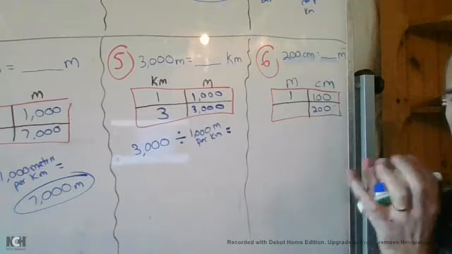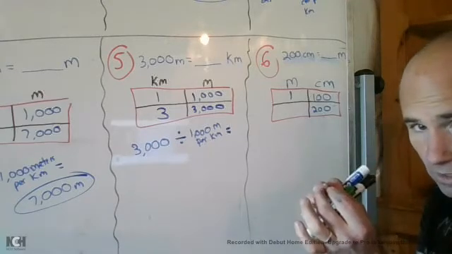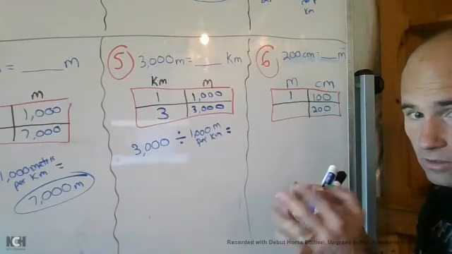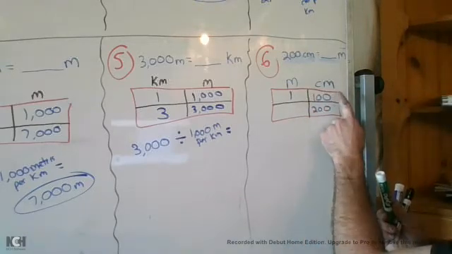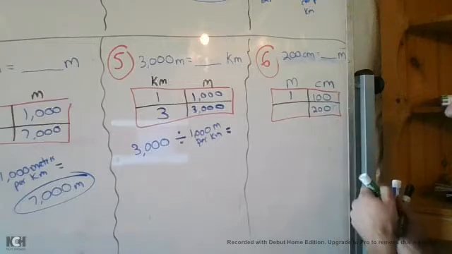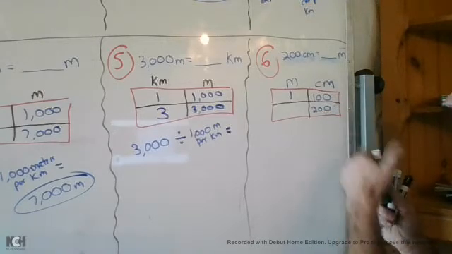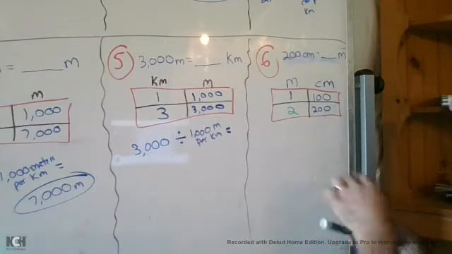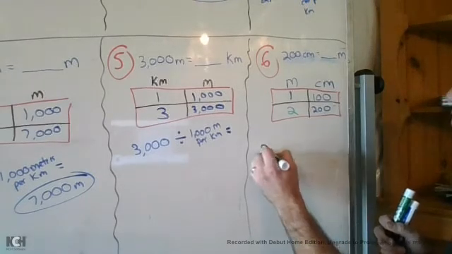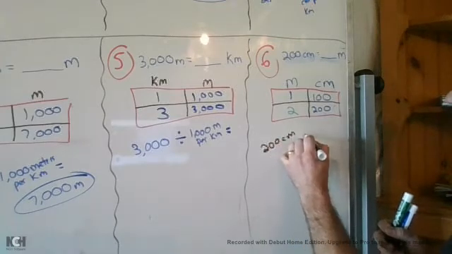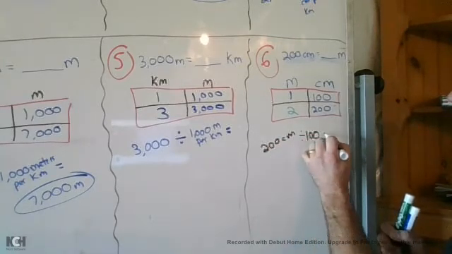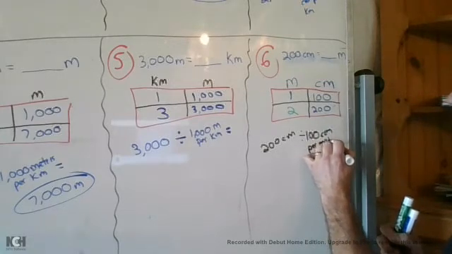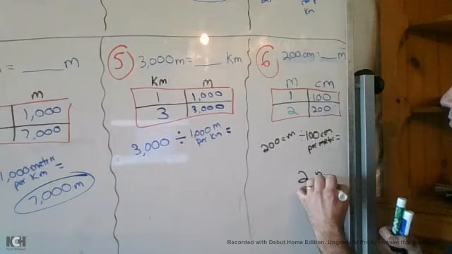Okay? So larger amount means larger unit. Not necessarily the amount, the number, but the unit itself is larger. Meters is larger than centimeters. So 1 meter is going to equal 100 centimeters. 200 centimeters is going to equal 2 meters. The expression I would use is 200 centimeters divided by 100 centimeters per meter equals 2 meters.